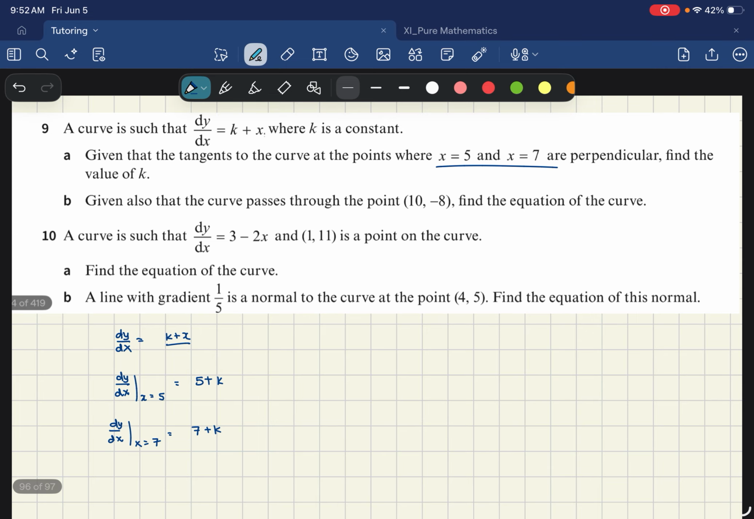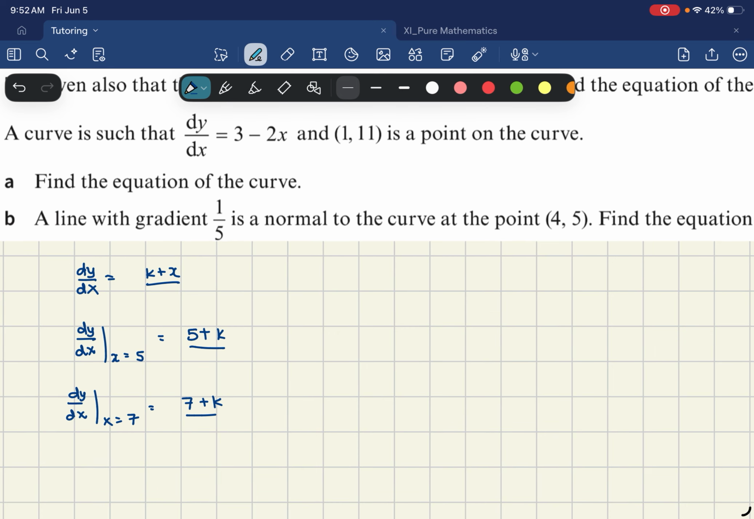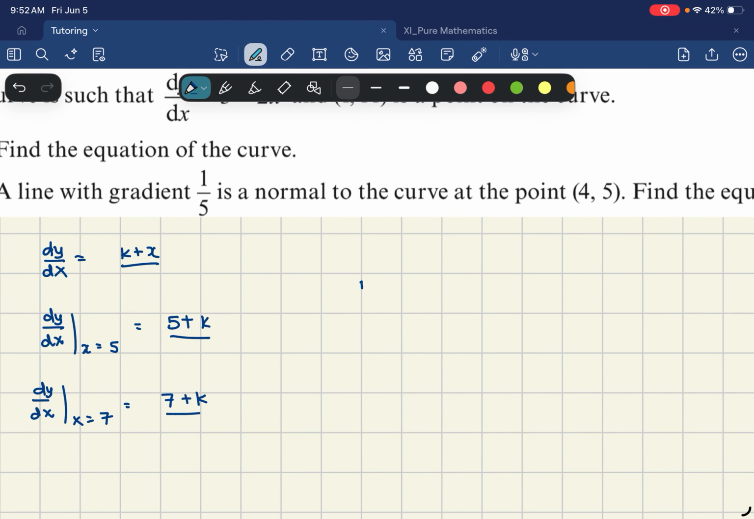So these are going to be the gradients of the two tangent lines, because dy by dx is just the gradient at a particular point. So at these 2 points, the tangent line is going to have these gradients. And if they are perpendicular, then the product of their gradients must be -1. So we know that 5 plus k times 7 plus k is equal to -1.